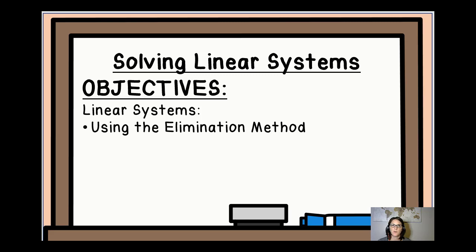Hi everyone, today we're going to solve linear systems using the elimination method. Go ahead and grab a piece of paper and a pencil and let's get started.